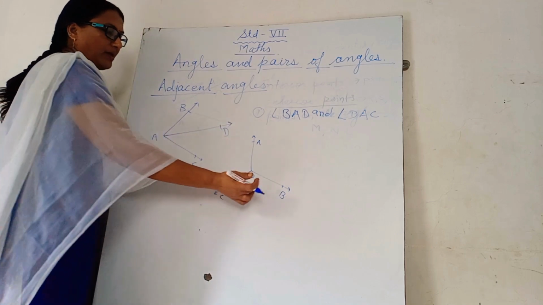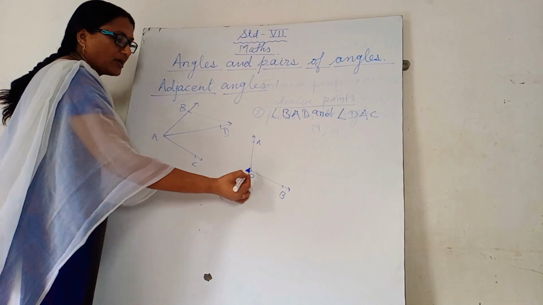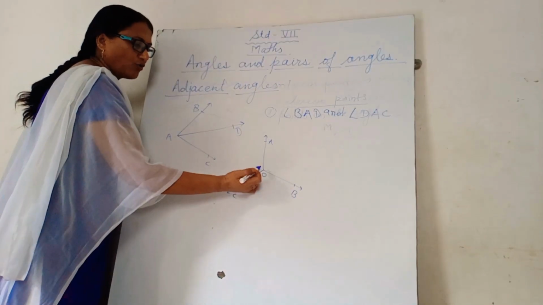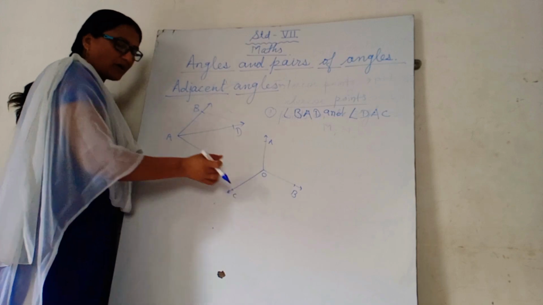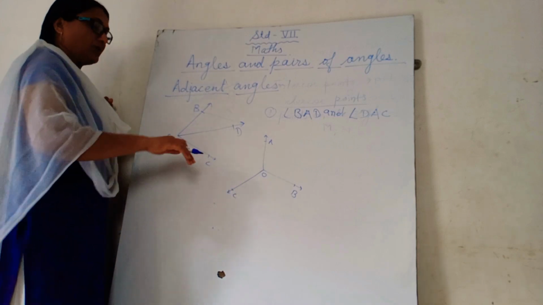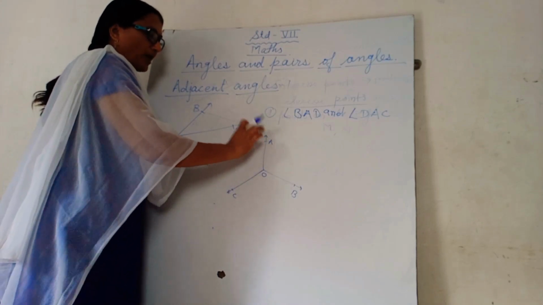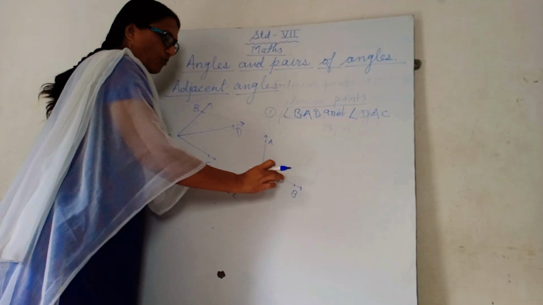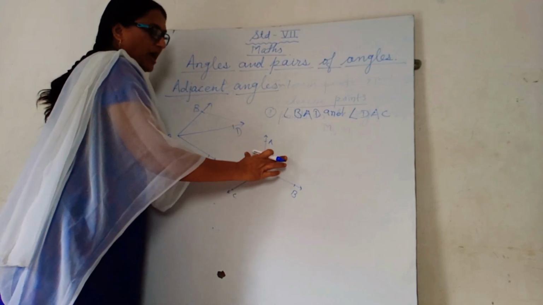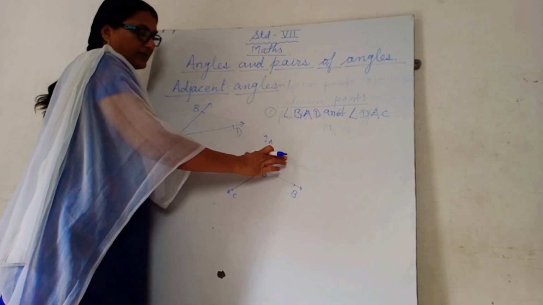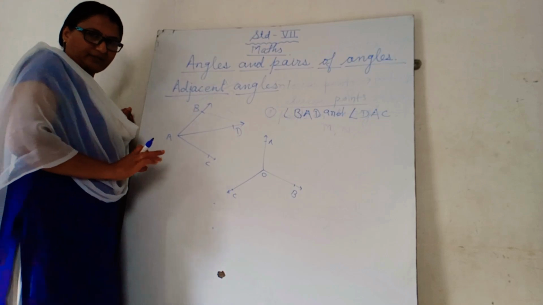One more pair, angle BOC and angle COA: again a common vertex, separate interiors and common arm OC. One more pair, angle COA and angle AOB: again a common vertex, common arm and separate interiors. These are the pairs of adjacent angles.